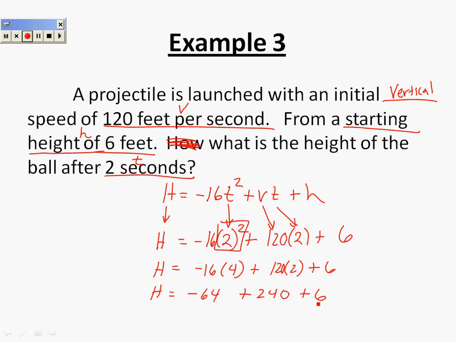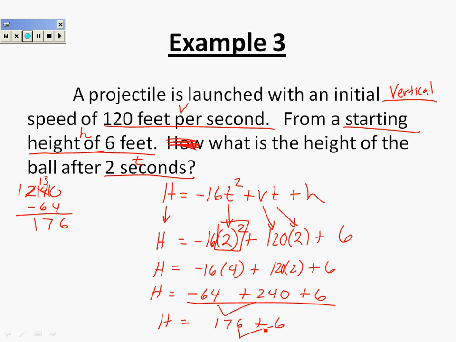Okay, when you're doing adding and subtraction, it's a good idea to just go left to right. So I'm going to do the first two numbers, negative 64 and 240. They're opposite signs, so we're going to subtract them. And you take the sign of the bigger number, which is positive 240. So it's a positive 176. And then you add these two. They're both the same sign, so you add them and keep the sign, which is 182. Now let me ask you this.